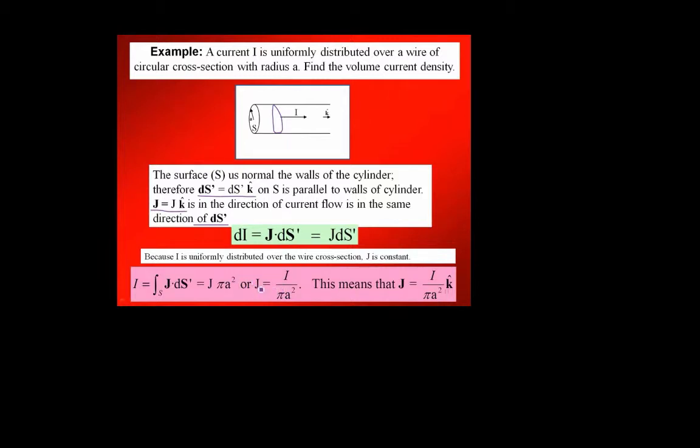Well, solve for j. And so this is the magnitude of j. It's just the current over the area cross section pi a squared. And this means that j is equal to I over pi a squared. And now we put in the direction, which is k hat.